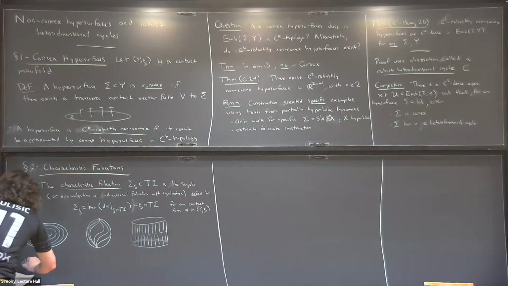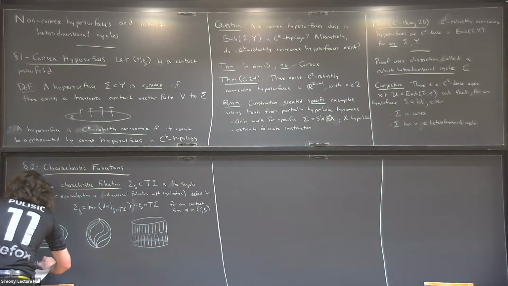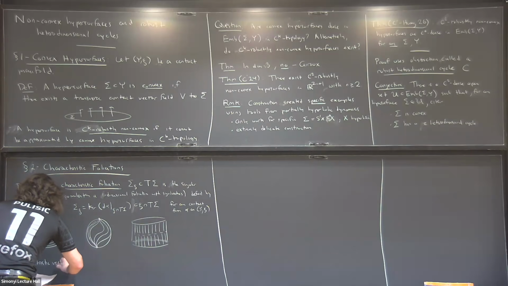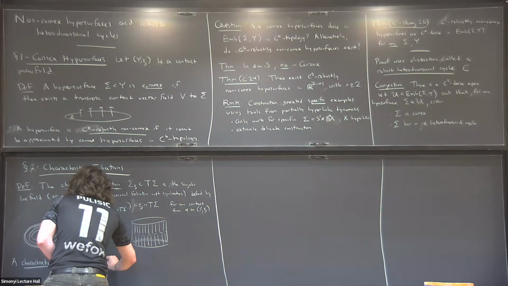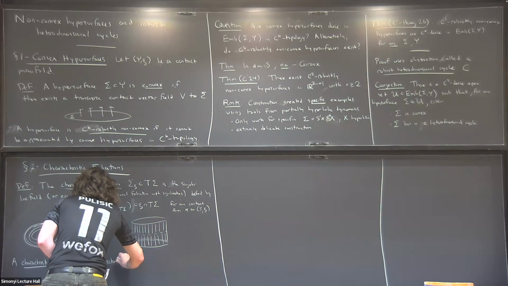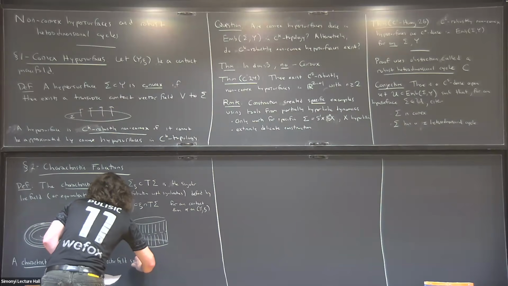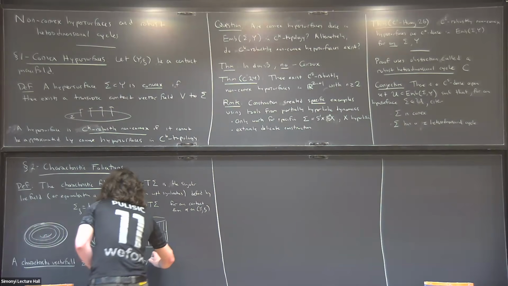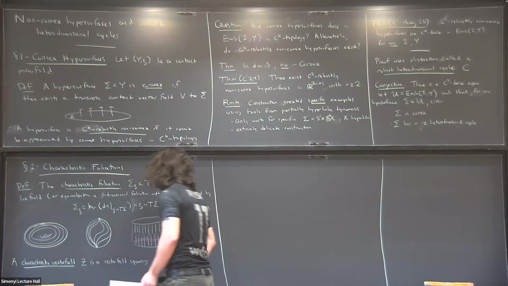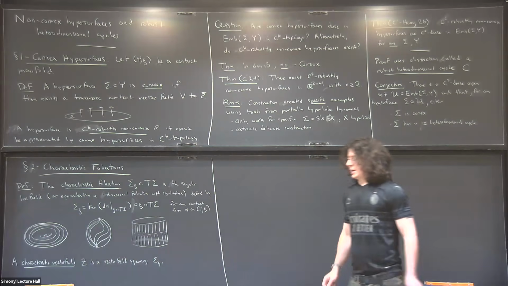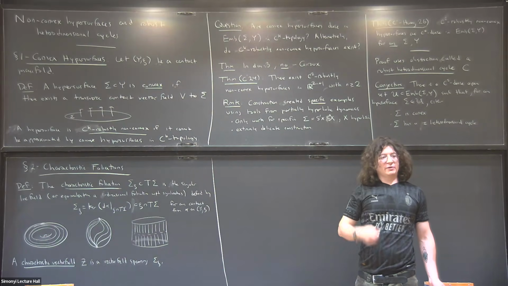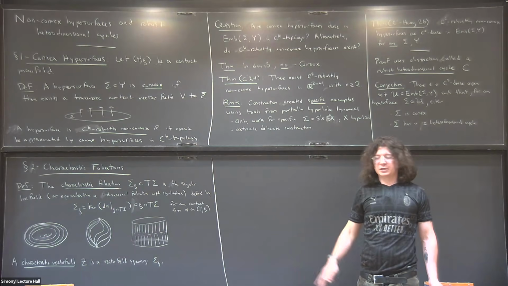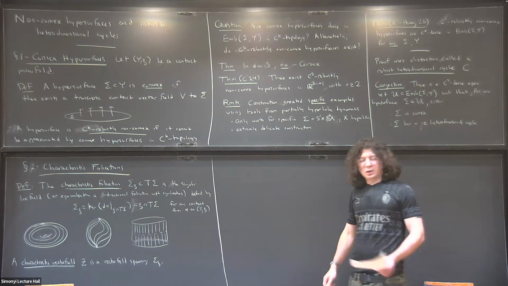So for me, a characteristic vector field Z is a vector field that spans the characteristic foliation. And then a characteristic flow is similarly a flow generated by a vector field which is characteristic. Okay, this is just terminology for later.